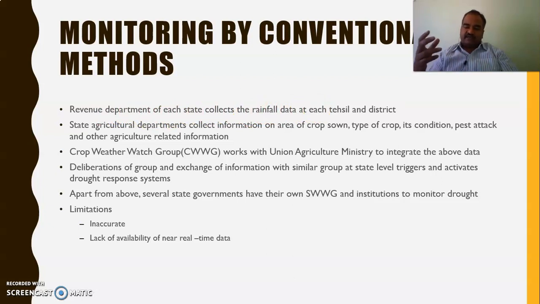The second thing is the amount of agriculture, the different types of crops and their condition, whether there were any pest attacks, and other agriculture-related information, which will be collected by the agricultural offices and accumulated at the state agricultural departments. See the second point there: State Agricultural Departments collect information on crop condition, health and pest attacks, etc. And the Crop Weather Watch Group, CWWG, works closely with the Central Agricultural Ministry to integrate the above data. So, deliberations of the group and exchange of information with similar groups at state levels trigger and activate drought response systems. Apart from the above, state governments will have their own state weather watch groups and institutions to monitor the droughts.